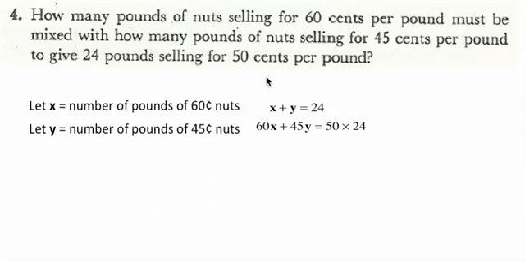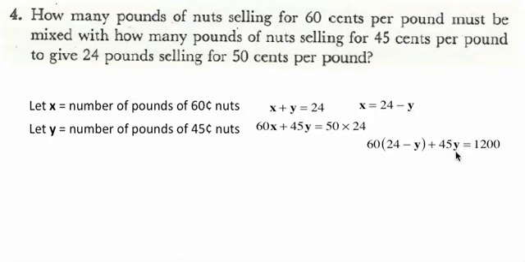All right, so here are our two equations. I'm going to isolate X. You could just as easily isolate Y; it doesn't really matter which you pick, but I'm going to pick X. So X is equal to 24 minus Y. Then I'm going to replace the X value with 24 minus Y in the value equation. So instead of 60 times X, it's 60 times 24 minus Y, plus 45Y.